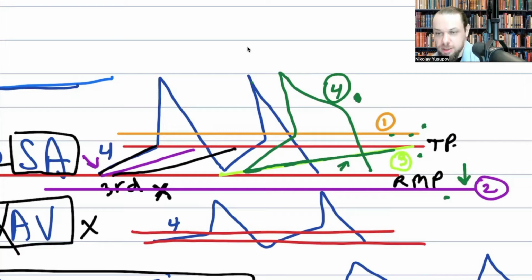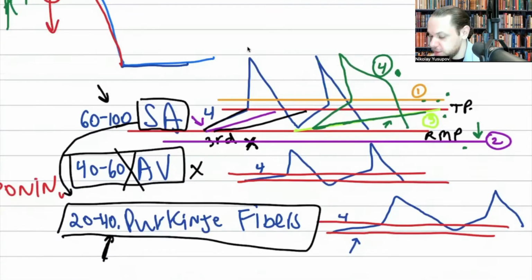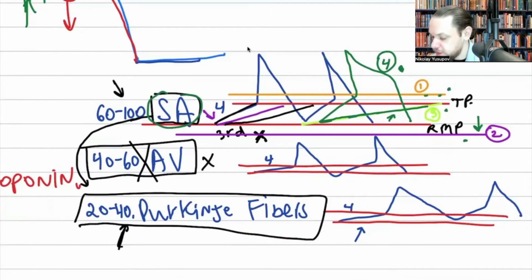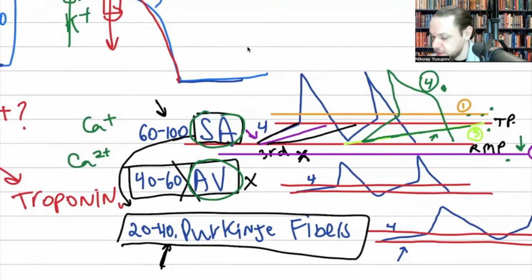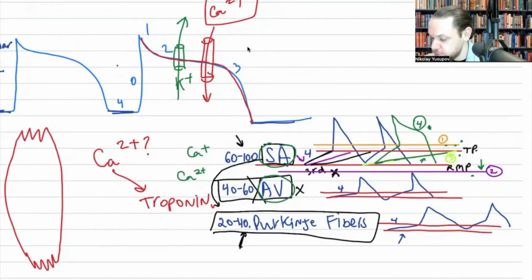Now you will say, okay, so they do the same thing. When do we want to use it? But remember what I told you: the SA node and AV node, their depolarization is usually calcium channel dependent. So they use calcium in order to depolarize, as opposed to ventricular cells, which were sodium dependent. So this phase 0 was sodium dependent.